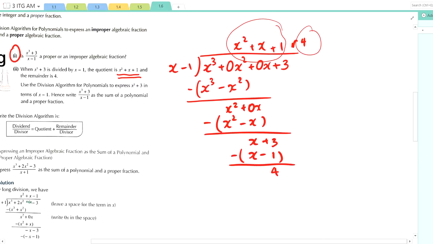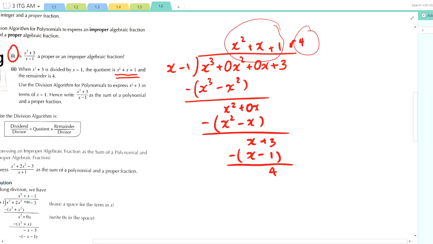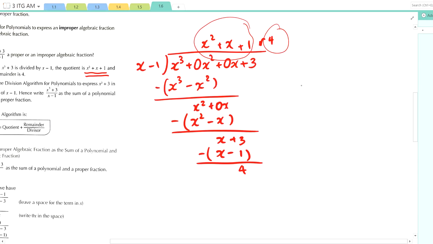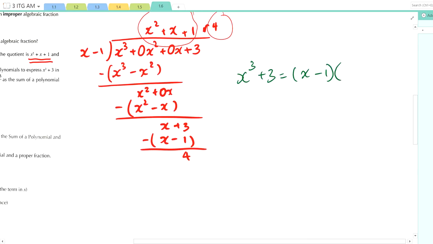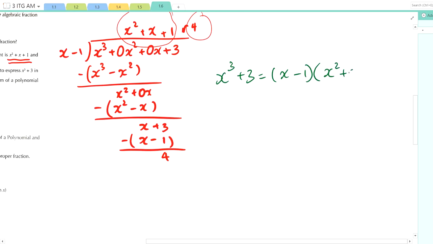So we can rewrite all these terms in an equation, and that will give us x cubed plus 3 equals x minus 1 multiplied by our quotient, which is x squared plus x plus 1, plus a remainder of 4.